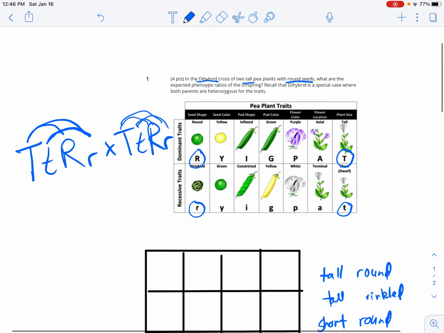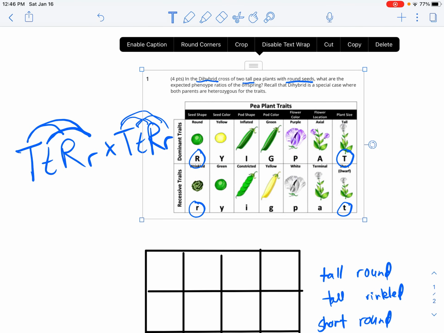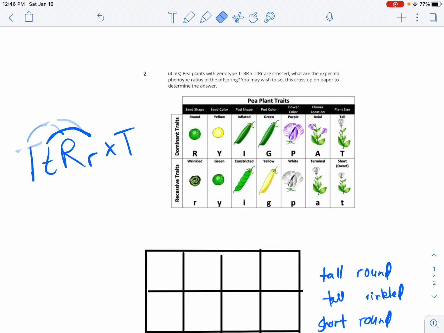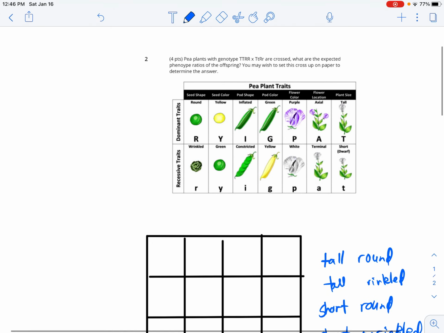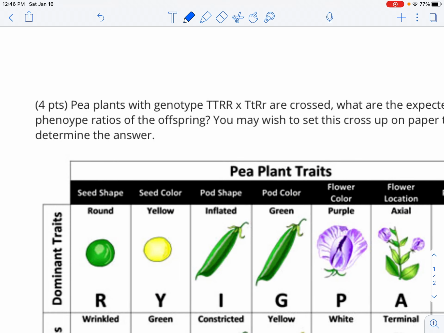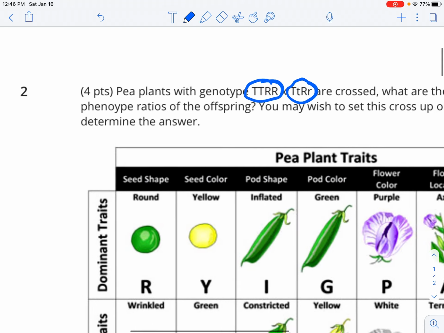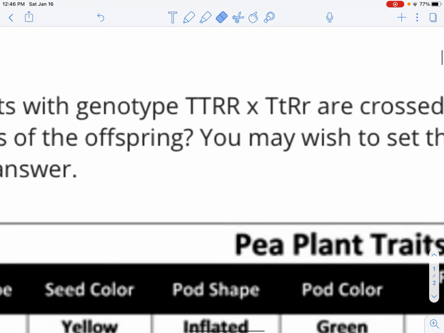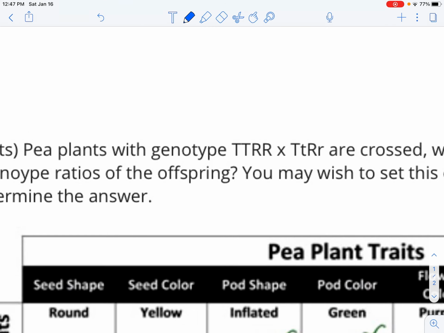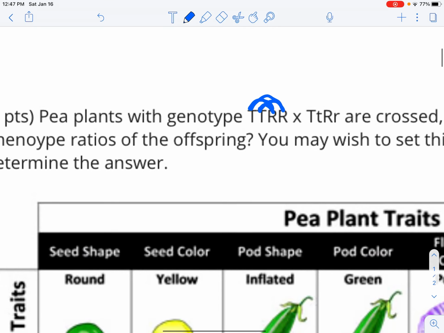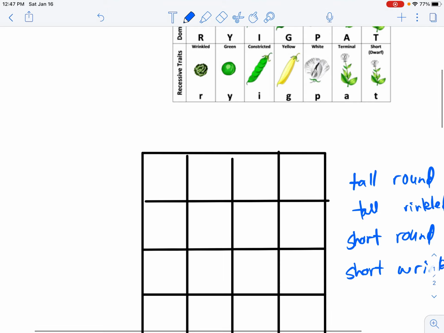So for number 2, I think that's right here actually, I remember. That's what I did. There, question number 2. Okay, for number 2, pea plants with the genotype capital T, capital R are crossed. So we have a pure breeding dominant genotype and a hybrid. For this first one here, what are the possible gametes? Well, we might get big T, big R, big T, big R, big T, big R. It's all going to be just that one possibility.